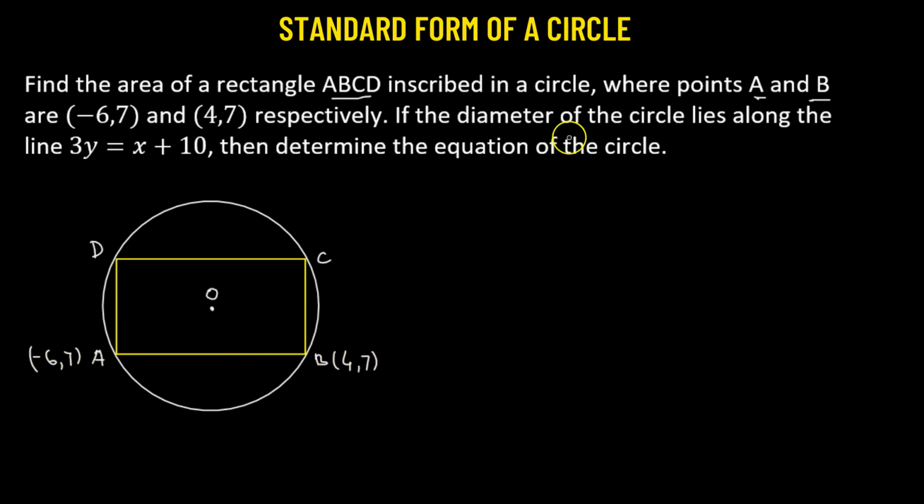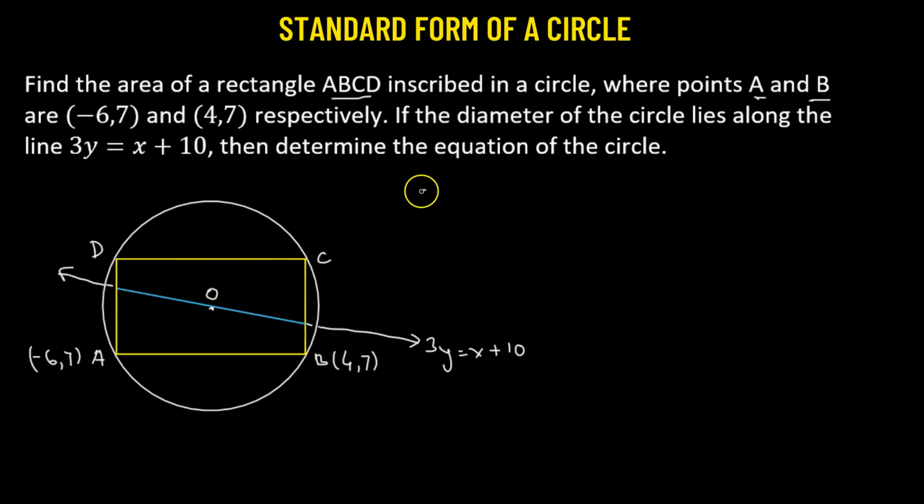Now, there's another piece of information, which is that the diameter of the circle lies along the line 3y = x + 10. So we know that the diameter of a circle is always going to pass through the center. So let's say if this is the diameter, we have a line, and this line has the equation 3y = x + 10. So our diameter is going to lie on this particular line. Let's try to find the coordinates of the center of the circle as well as the radius first. We'll come to the length and width of the rectangle in a later part.